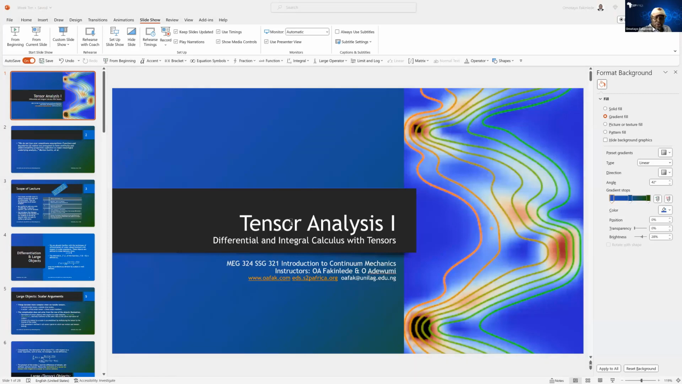We are going to go into the differential and integral calculus with tensors. What we have done so far is simply tensor algebra. Tensor algebra tells us what a tensor is, the properties of tensors, how they add, how they multiply, and the characteristics of tensors such as the invariants, functions that you can form on them, how you can decompose them. All those things are in the realm of algebra of tensors.